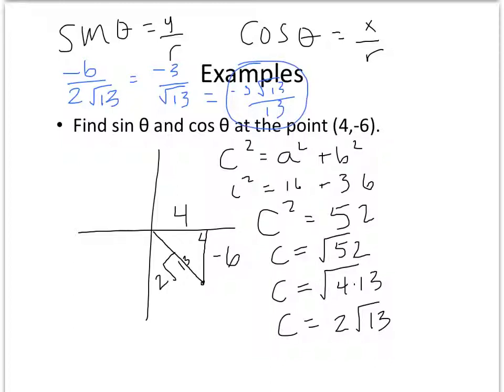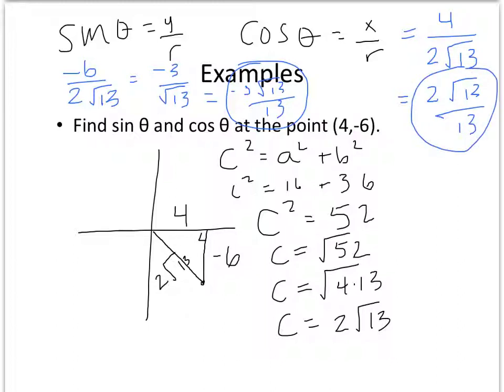For cosine, something similar is going to happen, but instead of -6 on top, it's going to start as 4 over 2 root 13. And when you do the same thing and simplify that, your final answer is going to be 2 root 13 over 13. And you can take a minute to check the algebra on that. But those are your sine and cosine values for that problem.